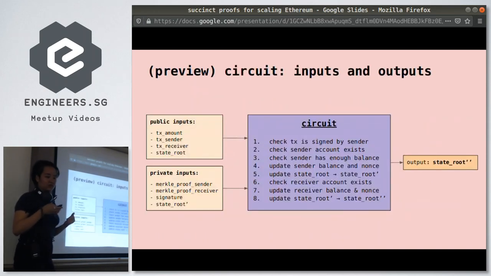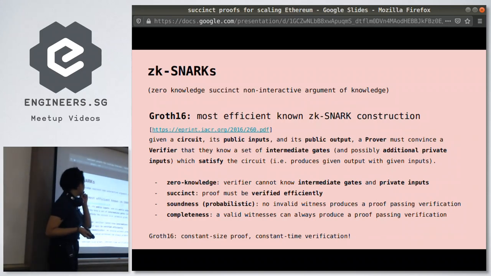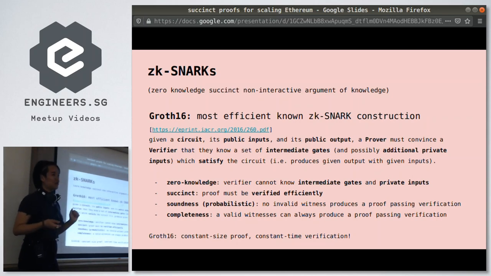Any questions before I move on? As in the probability that an incorrect witness will pass the verification, is it dependent on the size of the input? No, it's not. Actually, good question. I'm not sure if we can define it in our implementation, but I don't think it's dependent on the size of the input. But if you want to look up the Groth 16 paper, it's a well-written paper.